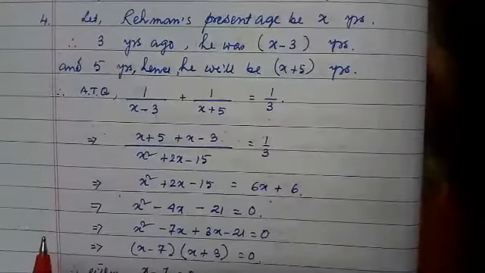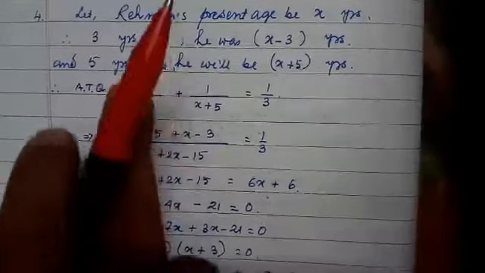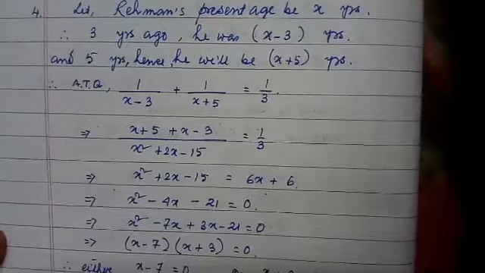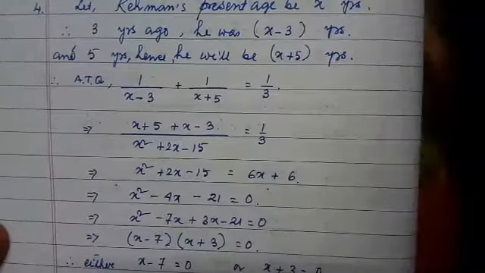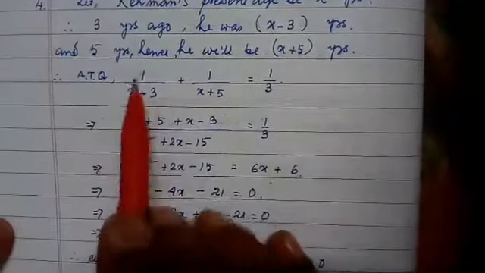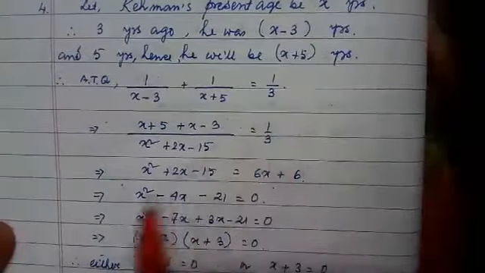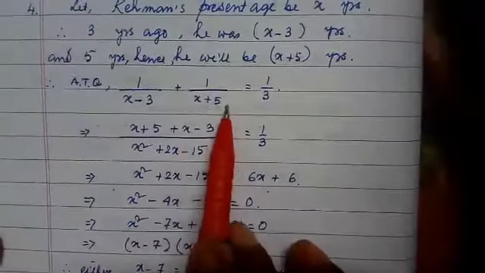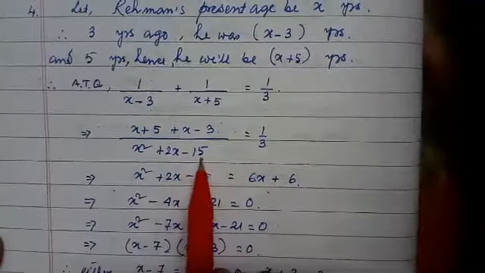Now, according to the question, 1/(x − 3), because reciprocal of a number, suppose the number 3, reciprocal is 1/3. So if it is x − 3, its reciprocal will be 1/(x − 3) and its reciprocal is 1/(x + 5). So 1/(x − 3) + 1/(x + 5) = 1/3. LCM, there is (x − 3)(x + 5). If we multiply, we will write x² + 2x − 15.